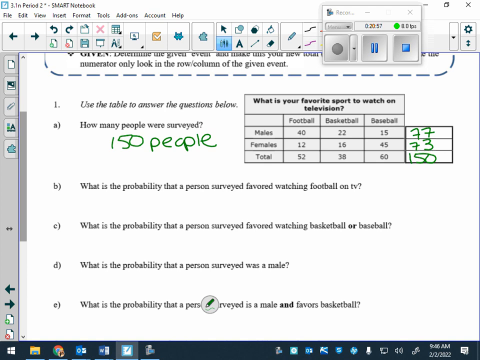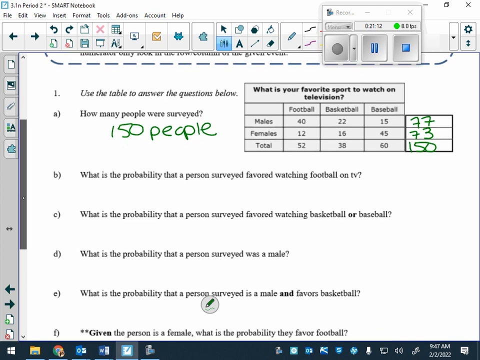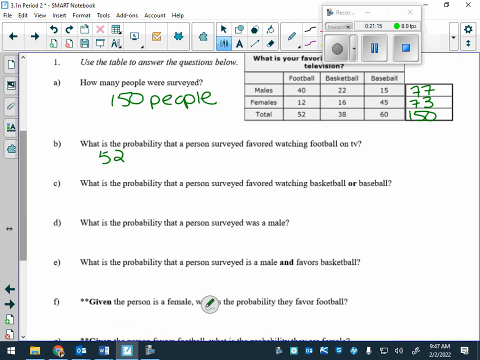Okay. So, what is the probability that a person surveyed favored watching football on TV? What would it be? We could reduce after. What is your fraction? Yeah, Kip. Good. 52 out of 150, which would reduce to what? Good.